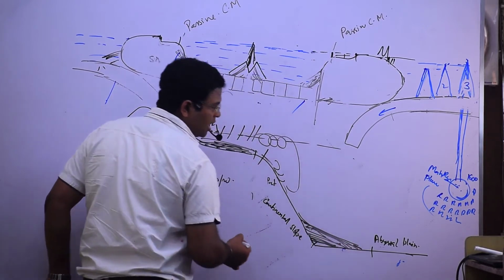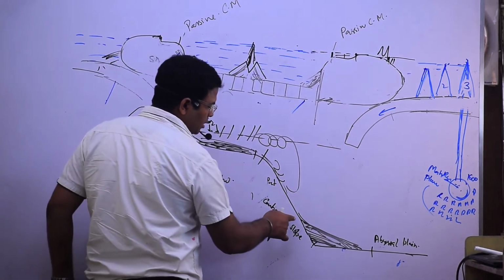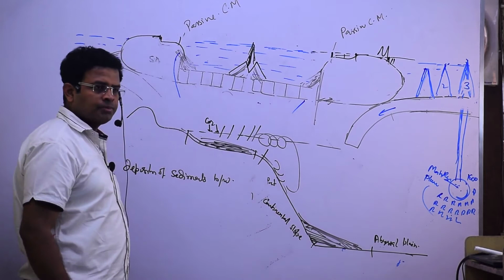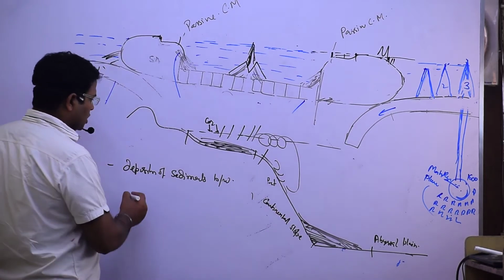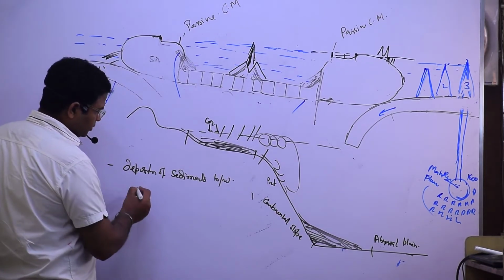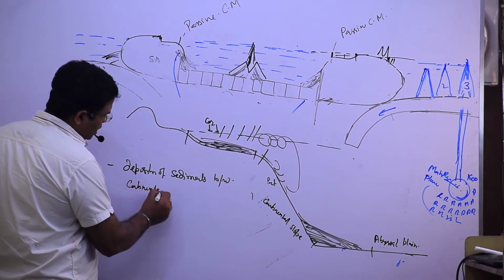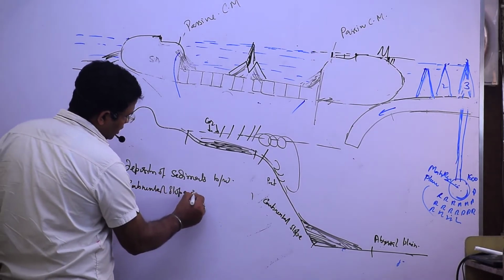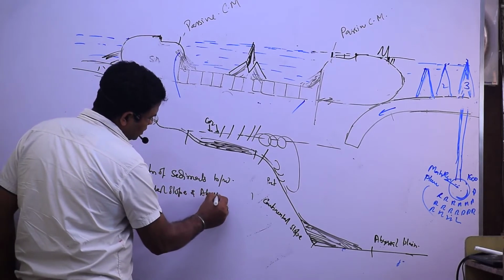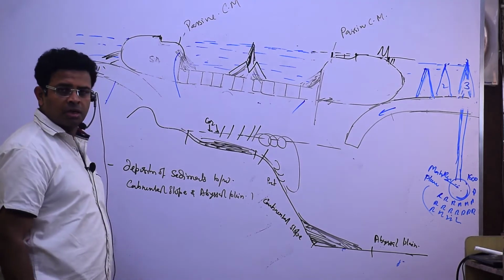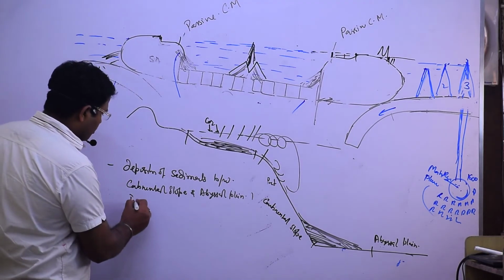Deposition of sediment कहाँ हो रहा है? It is happening in the transition zone between slope and abyssal plain. Deposition of sediments between continental slope and abyssal plain. Understood?